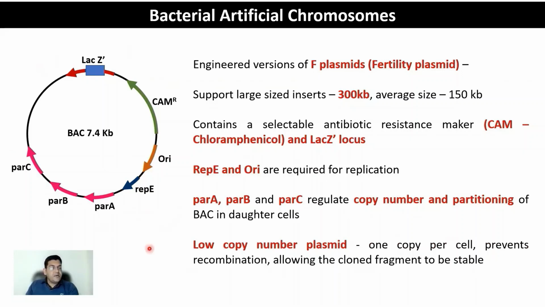So as I mentioned earlier, in this case, we are not so much interested in amplification of the DNA as we are interested in maintaining a stable, large-sized DNA in the vector. So these are essentially low copy number plasmids. There is generally one copy per cell, and this is important because this prevents homologous recombination and ensures that the cloned fragment remains stable. Right.